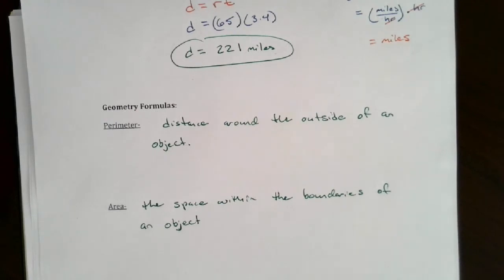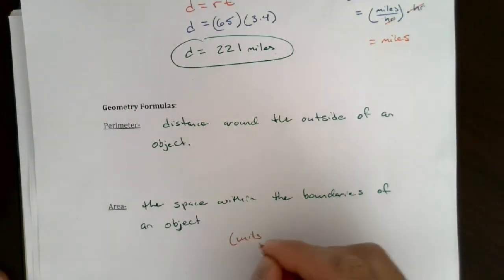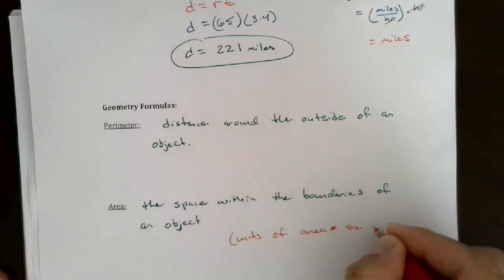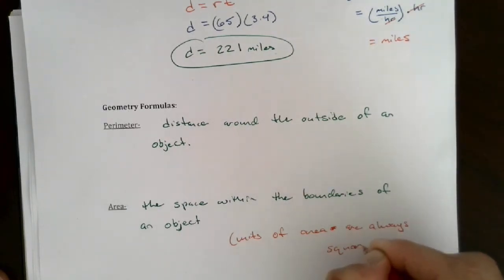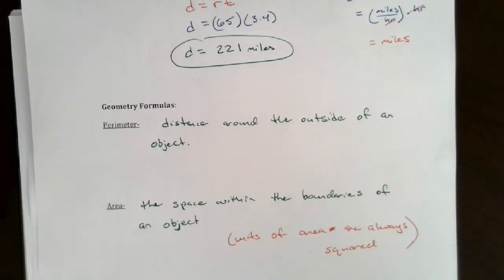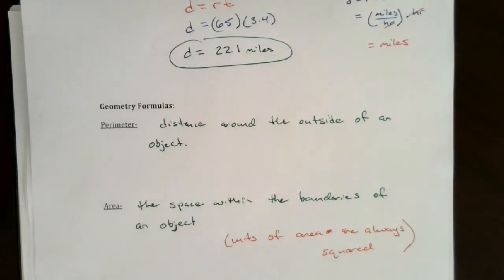Something important to remember about area: area always has units that are squared. So units of area are always squared. You might hear things like square feet or feet squared, making sure you understand that units of area are always going to be squared.